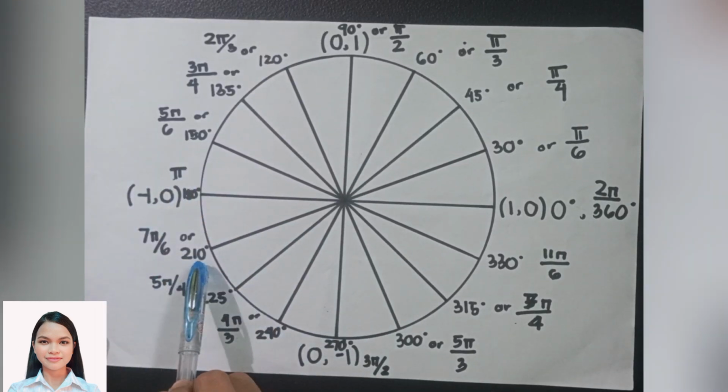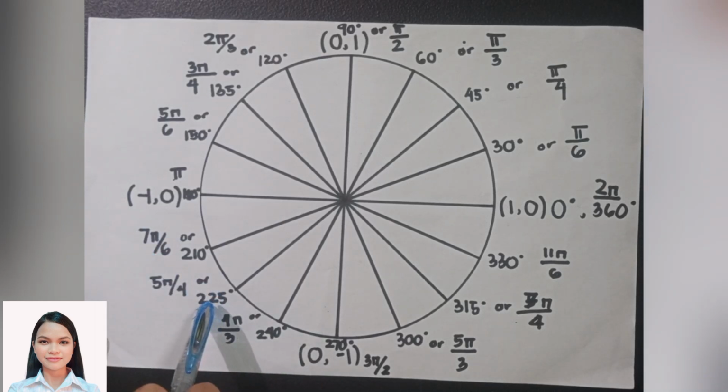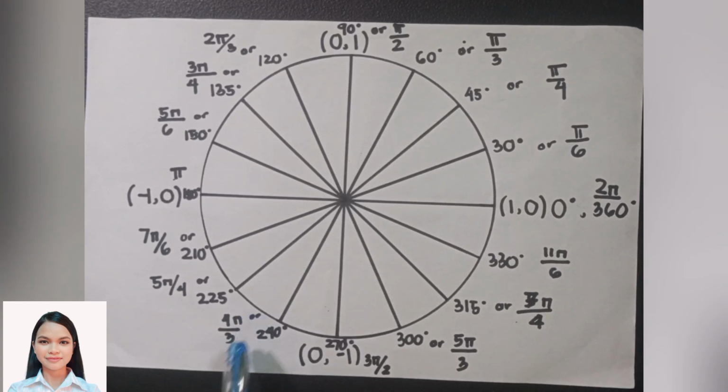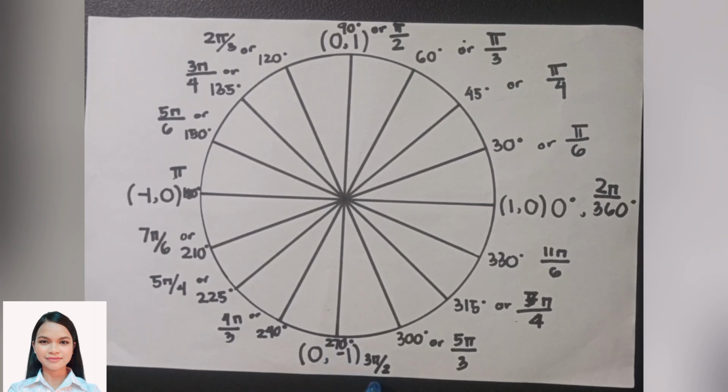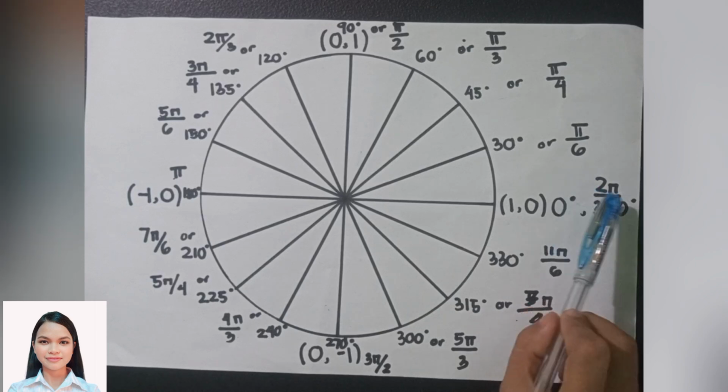For 210 degrees, it is 7 pi over 6. For 225 degrees, it is 5 pi over 4. And for 240 degrees, it is 4 pi over 3. And for 270 degrees, it is 3 pi over 2. And for 300 degrees, it is 5 pi over 3. For 315 degrees, it is 7 pi over 4. For 330 degrees, it is 11 pi over 6. And for 360 degrees it is 2 pi.